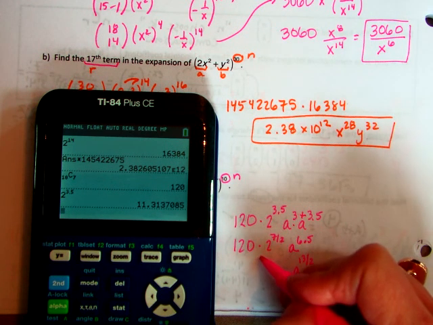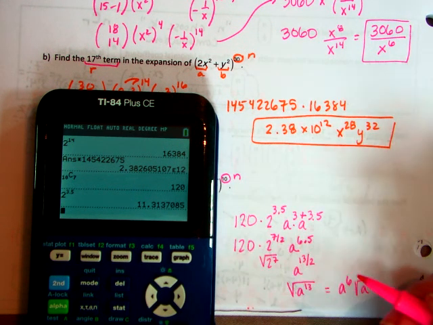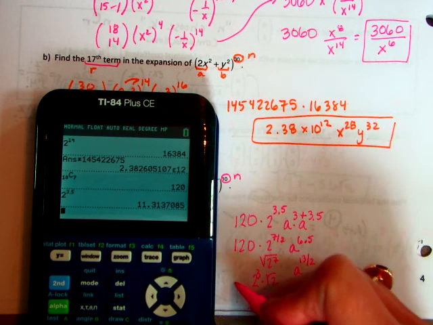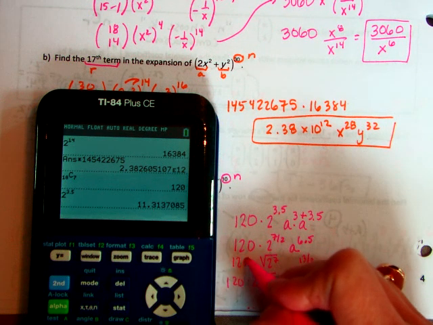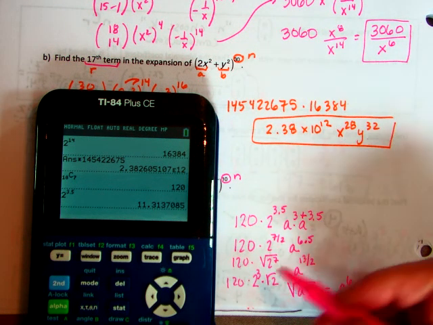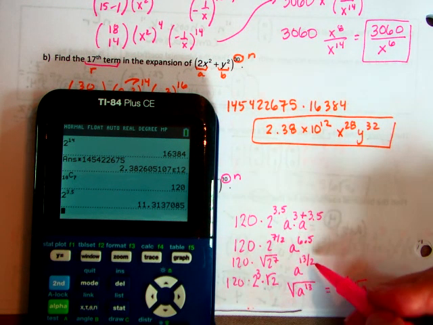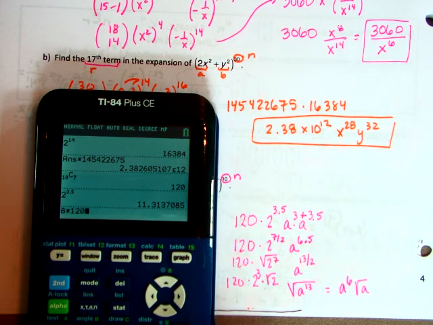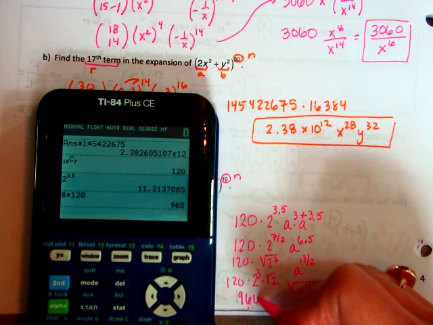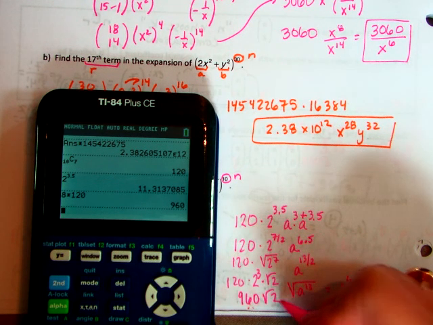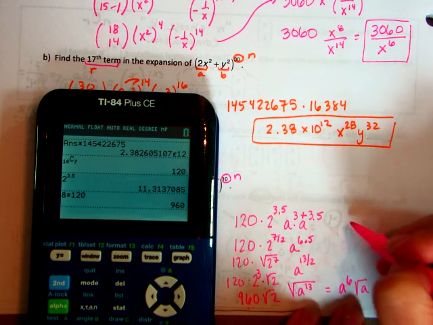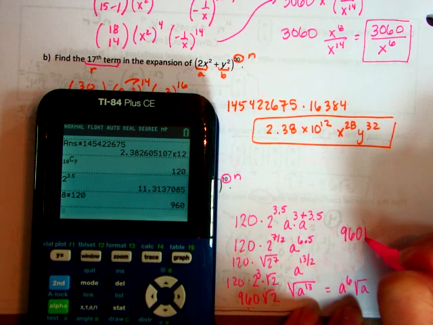We still have this 120 out here. Next, there'd be 7 of those, which would give me 3 groups. So 2 to the 3rd is 8. 8 times 120 is 960, radical 2. And then we've got this idea here. So final answer, 960 radical 2, a to the 6th radical a. Woo, that was ugly. All right, so hopefully you followed along with that. That was a tricky one at the end there.